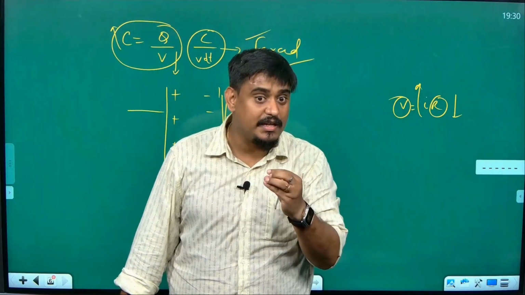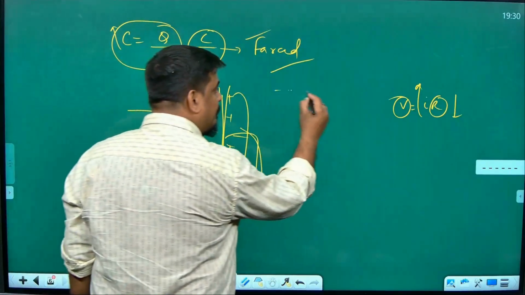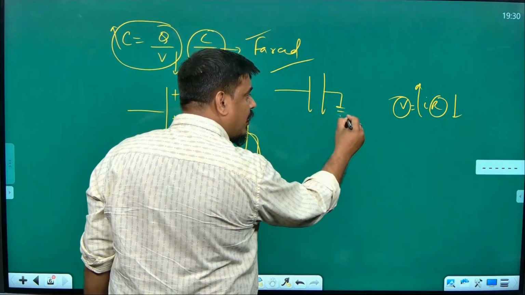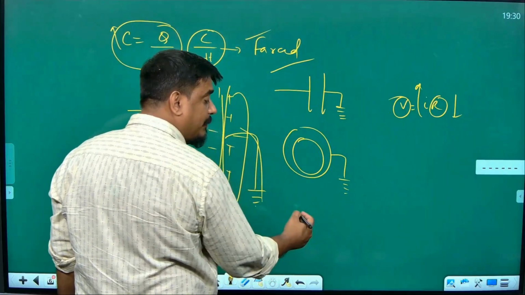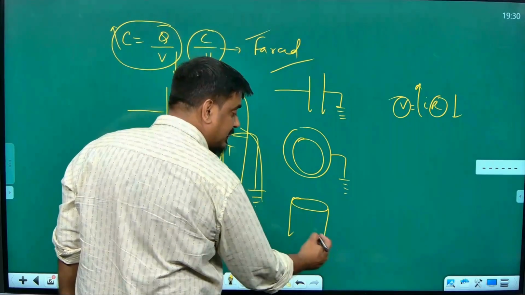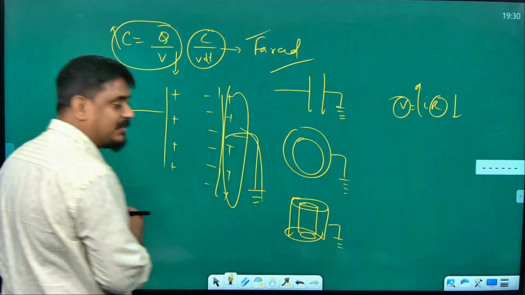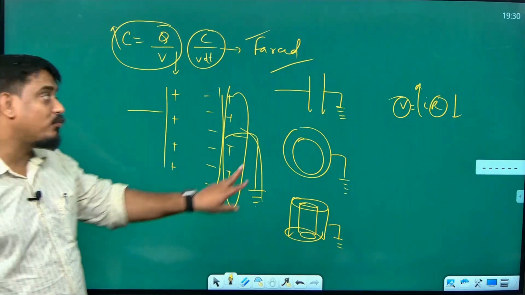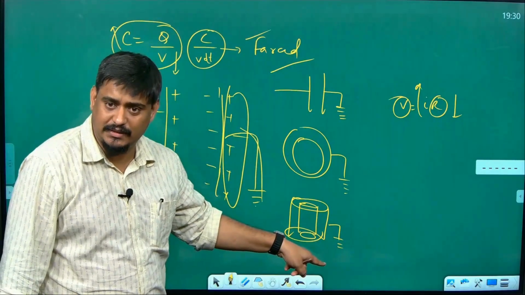Generally, whatever capacitors we have in the market, they will either be parallel plate capacitors, or spherical capacitors, or cylindrical capacitors. These are available in the market. If you see all these three capacitors, what do we have? We have two plates and one plate is earthed, isn't it?